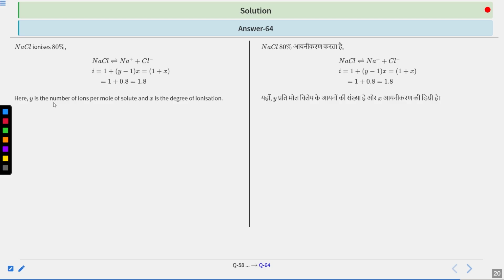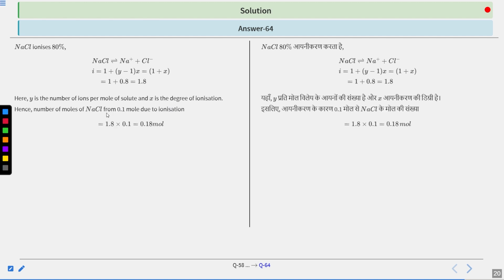In this case, your y is what? It is the total number of particles, and x is the degree of ionization. And hence, what is the number of moles of NaCl? Very easy, 1.8 into 0.1. Okay, so in 0.1 mole, we will have this much i value. Clear?